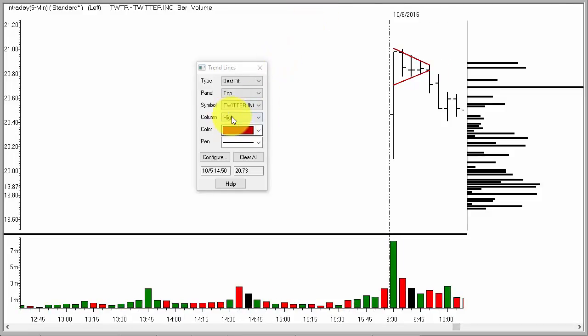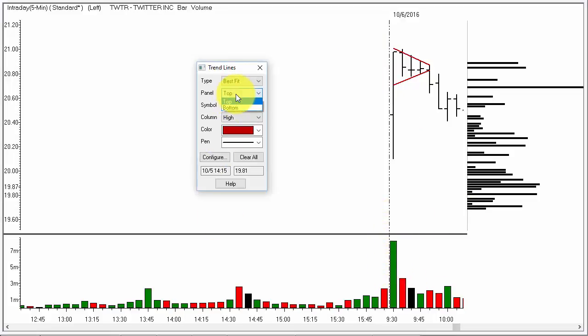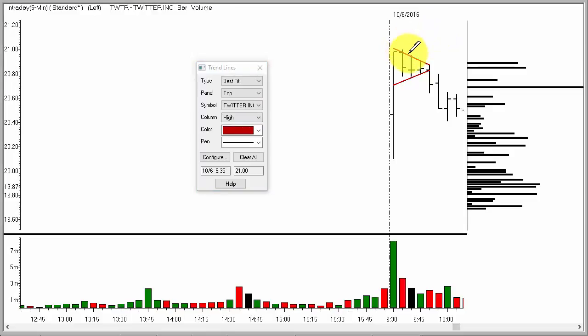So this is the trend line tool that I used. You want to make sure that this is set to best fit top panel. Top panel is the price panel, the bottom one is the volume. If you said bottom here, then even if you were drawing a line up here, the line would be based on what was happening in the volume portion of the chart. And then for the column, you've got your choice: open, high, low, close. In this case, we want high, and we're just going to draw a line from the point on the chart that made the highest high and then down to where we are currently.